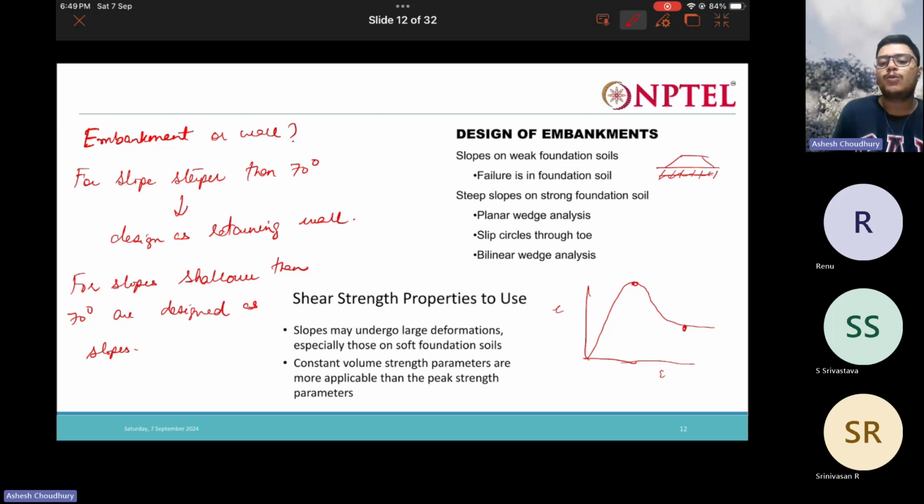So when the deformation is actually large, when there are chances that there is going to be large deformations, we tend to use this value to find out the shear strength parameters. The c and phi values calculated using this constant volume shear strength, not the residual, are more appropriate than those from the peak values. Okay.